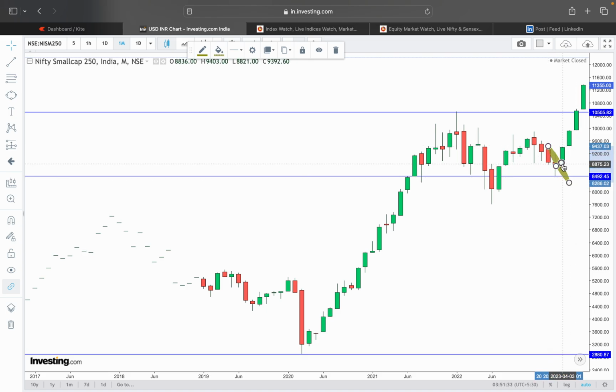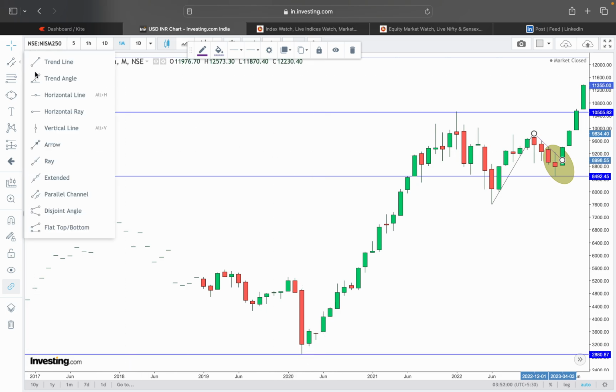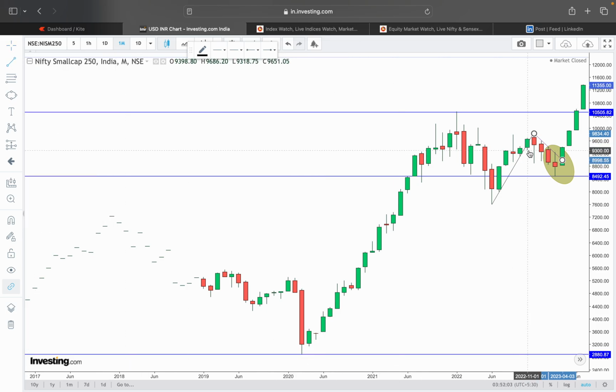So these three candles that you're seeing, since we have zoomed into this, you will again see a sort of very small bullish flag play out right here, and I'll just choose the trend line only because there is a problem with the parallel lines.